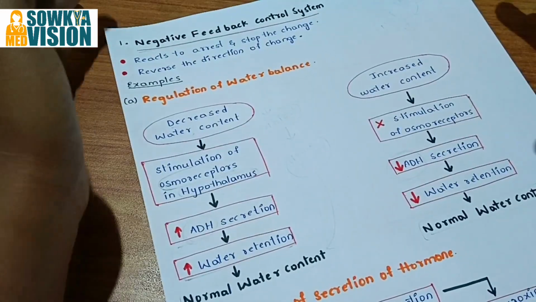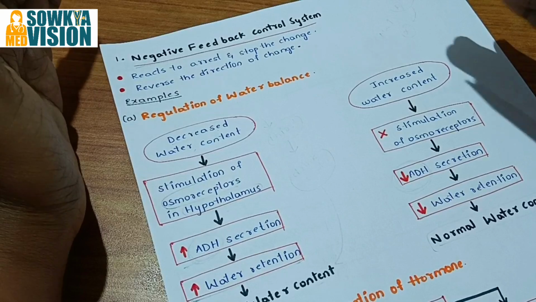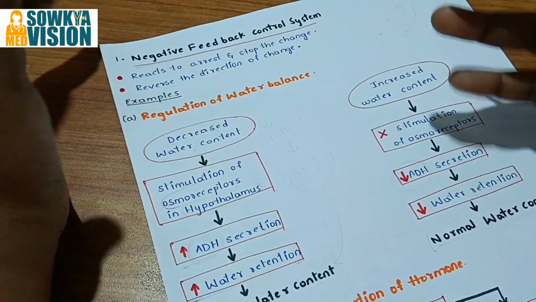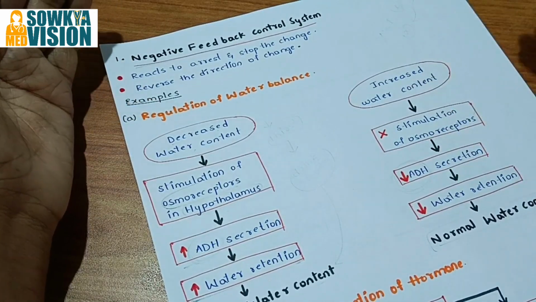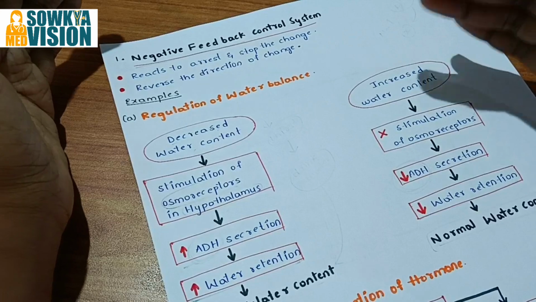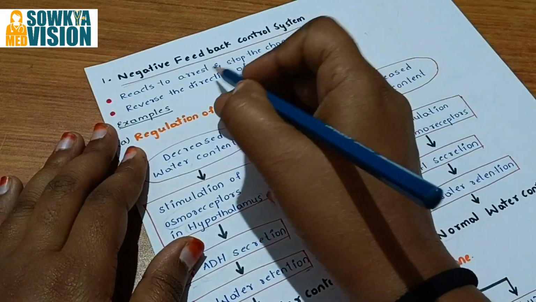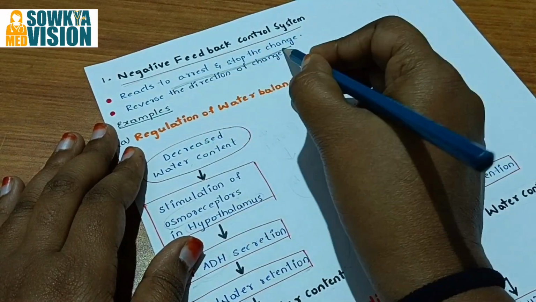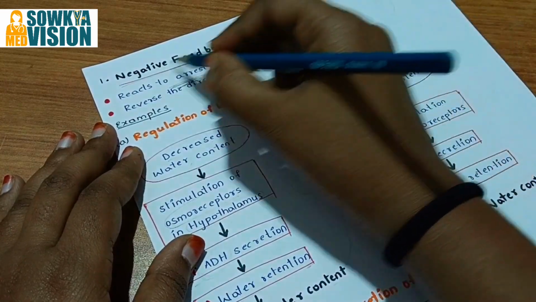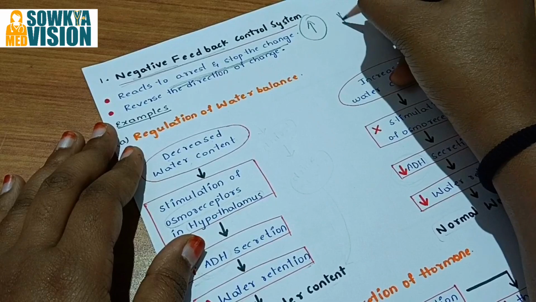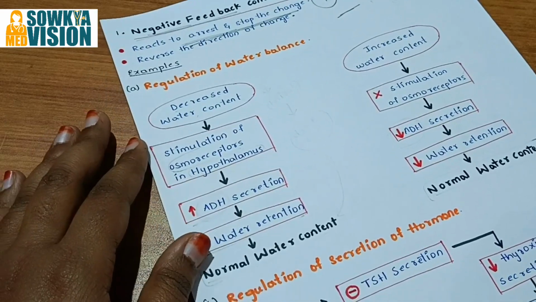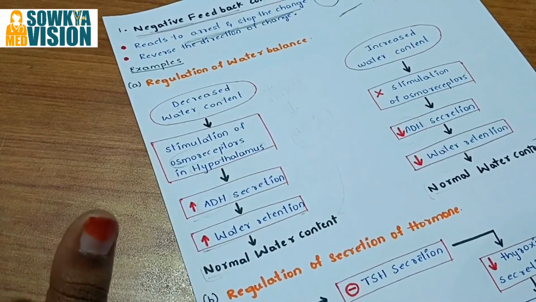Yes, through the negative mechanism, any abnormal increased or decreased secretion or function is brought back to normalcy by negative feedback mechanism. The negative feedback mechanism arrests the changes, stops the changes. If there is any abnormal increase, through this negative feedback mechanism that is decreased and brought back to normal level. Now let's see an example in order to understand the negative feedback mechanism.